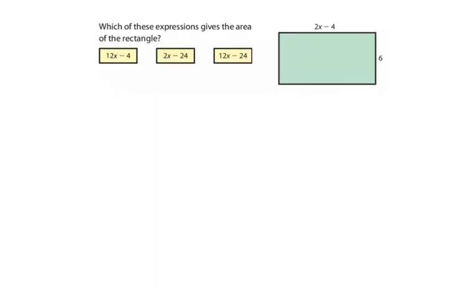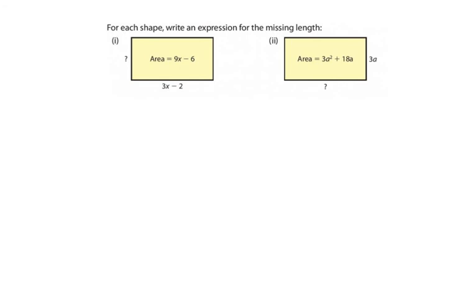Okay, and the next one is a multiple choice answer. Which of these expressions gives the area of the rectangle? So you just have to choose, is it this, this, or this? And what I'll say is just remember that area is length multiplied by width. Okay, you should remember that. So when you multiply it out, one of these answers will be an expression that represents the area. I'll close that.